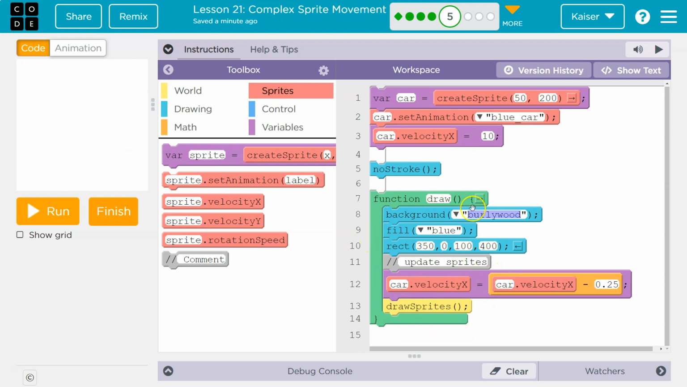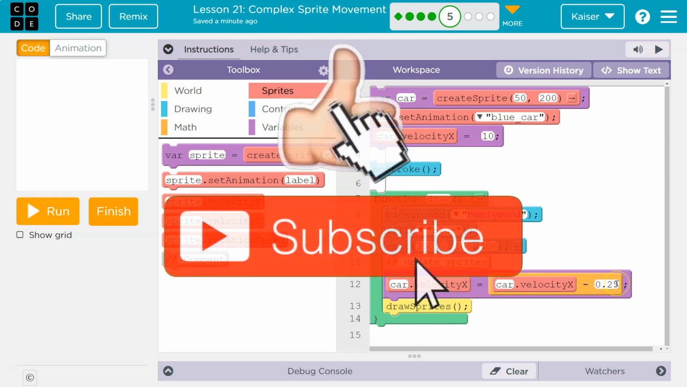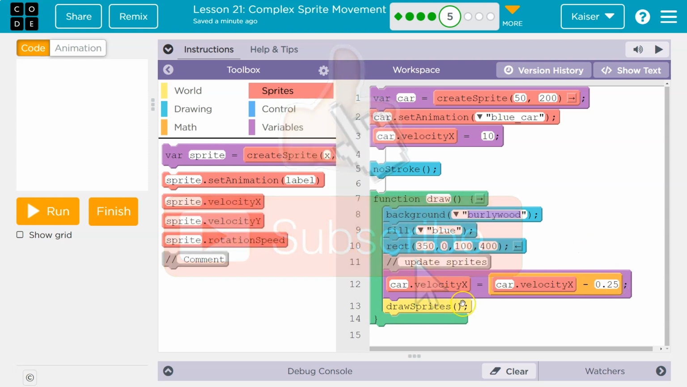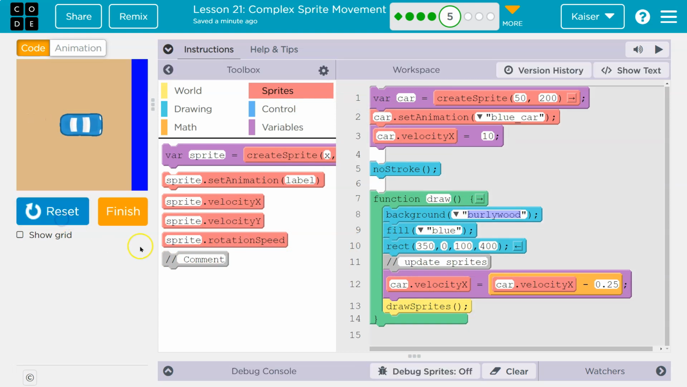I never said it stopped, right? So when my car's velocity hits 0, it would keep going. Well, 0 minus 0.25 is negative 0.25. If my velocity is negative, am I still going forwards? Vroom! Bye! Onward!